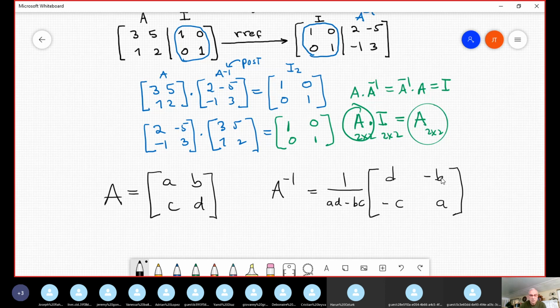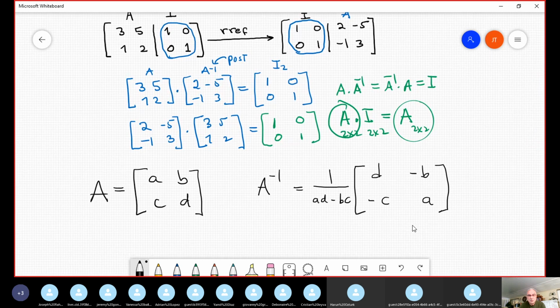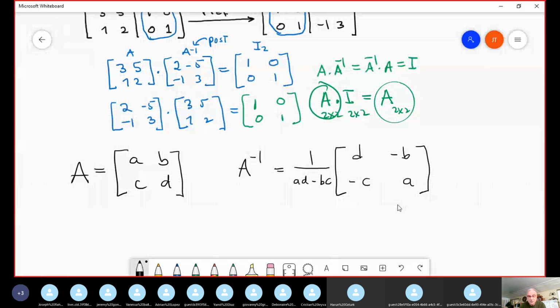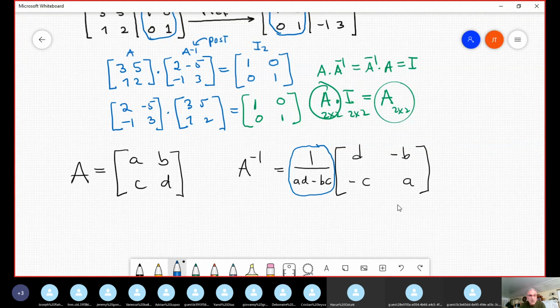Does it look complicated? No, it's not complicated. Look, you compute this scalar first. This is just a number, a scalar, and it is ad minus bc. In our specific example, a is 3 times d is 2, so you multiply this number and this number, and then this number and this number, but this is plus and this is minus. 3 times 2 is 6, and 1 times 5 is 5, so 6 minus 5 is 1. So this is the scalar, and in this example I selected an easy one.